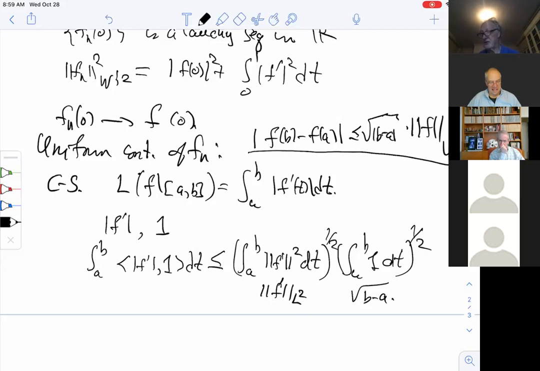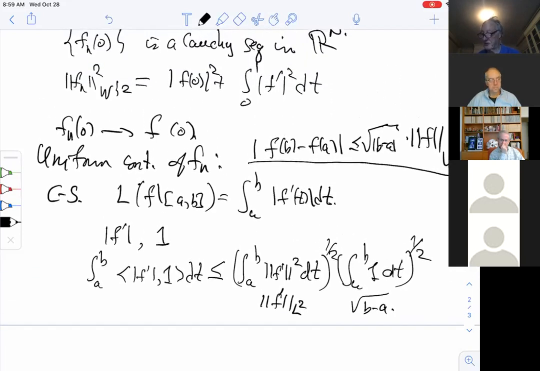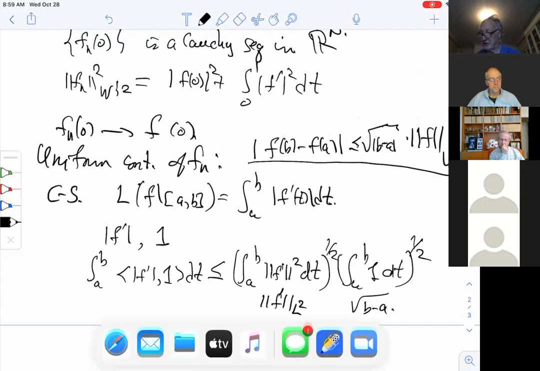So now it's easy, and it's a standard argument. If you have an equicontinuity, if you have a sequence of functions which are converging at the origin and they're equicontinuous, then they converge uniformly to a limit, and the uniform convergence, the limit is in W12.